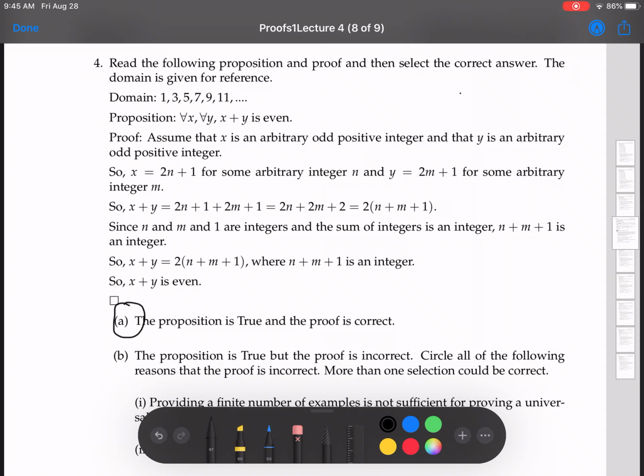The first thing is that we state the assumptions. You always state your assumptions. The assumptions here are that X and Y are odd positive integers, so the assumptions are stated. In a proof, you always have to state your assumptions.